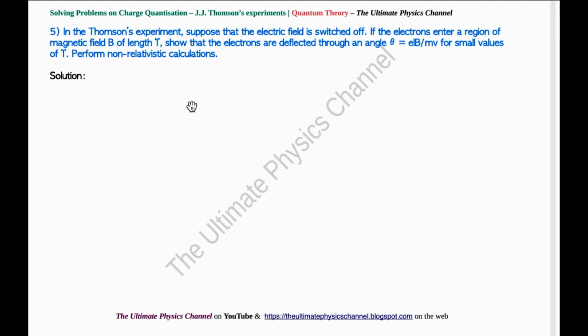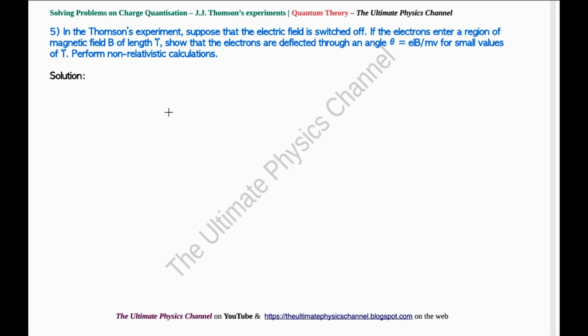In Thomson's experiment, suppose that the electric field is switched off. If the electrons enter a region of magnetic field B of length L, show that the electrons are deflected through an angle theta, which is ELB over MV for small values of L. Perform non-relativistic calculations. So what is given here?